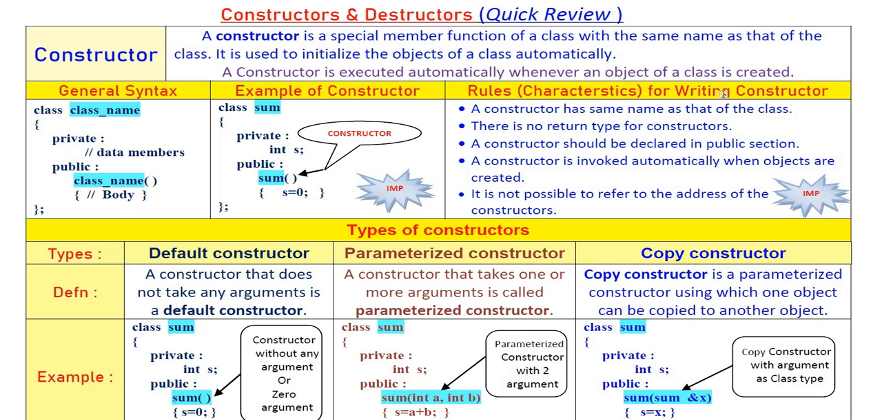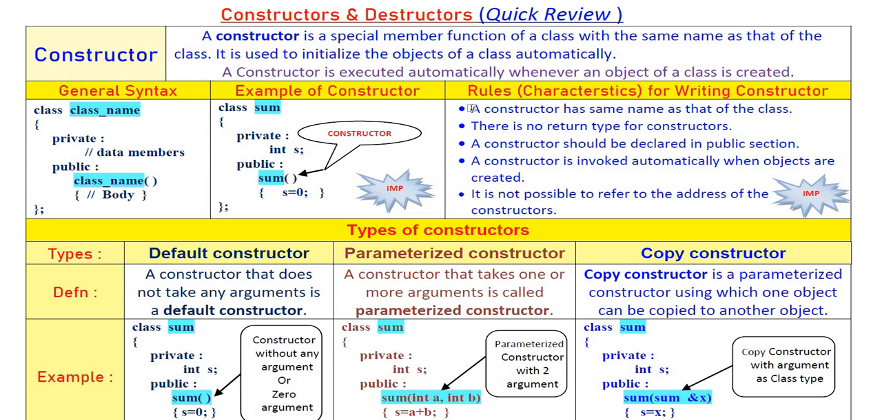Sometimes a question will come like what is constructor? Write the rules of constructor. So for the definition you will get 1 mark, and 4 rules you have to write for the remaining 4 marks. Then in total you will get 5 marks. So what are the rules for writing constructor?